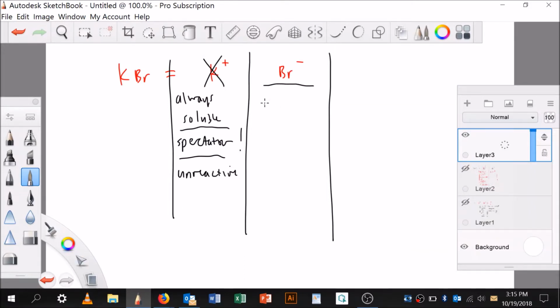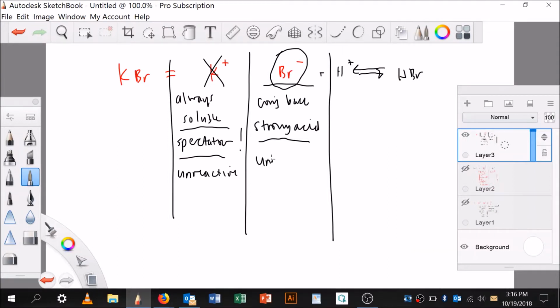Bromide, aha, this is the conjugate base of a strong acid, right? I know that because I tack a proton on here. That plus that gives me HBr. And we know that when HBr hits the water, it goes to that, and bromide is never reacting with the proton. So therefore, this is unreactive. Can you see that? Unreactive. So consequently, this is going to be neutral.